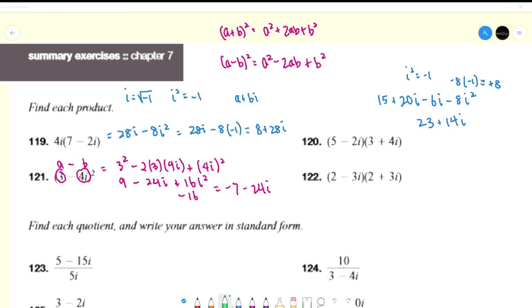The 23 plus 14i. Okay, so this right here is equal to positive 8. Did you get that? It's this right here, minus 8i squared. i squared is equal to negative 1. So you're doing negative 8 times negative 1 is positive 8, right? So now you're doing 15 plus 8. That's 23. And then 20i minus 6i is 14i.